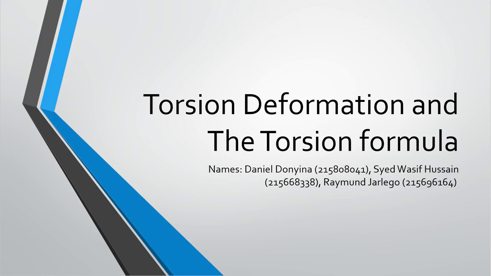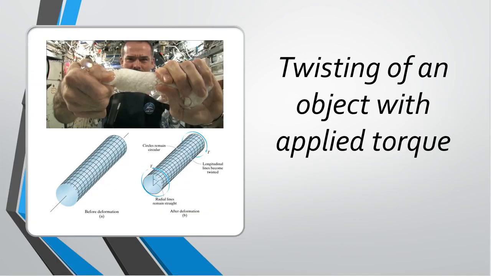In this video, my colleagues and I are going to be teaching the concept of torsion deformation and the torsion formula. The basic definition of torsion is that it is the twisting of an object with applied torque. This can be illustrated by this picture of Chris Hadfield on the International Space Station in 2013, wringing out a water-soaked towel with his bare hands.